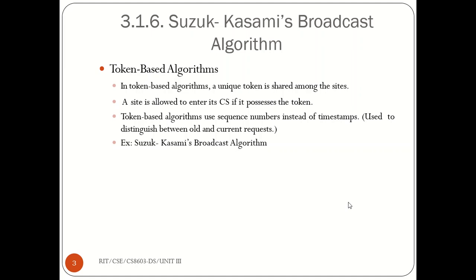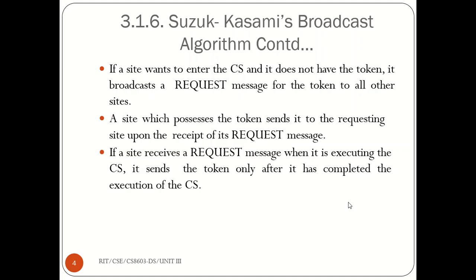First one is the token-based algorithm. A unique token is shared among the sites. A site is allowed to enter the critical section only if it possesses the token. The token-based algorithm uses a sequence number instead of a timestamp. It is used to distinguish old and current requests. An example is the Suzuki-Kasami algorithm.